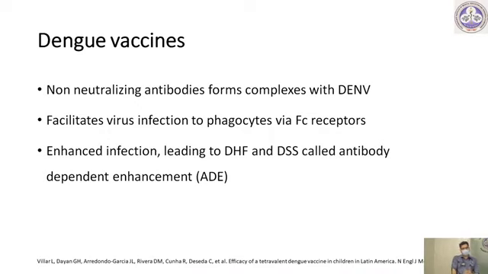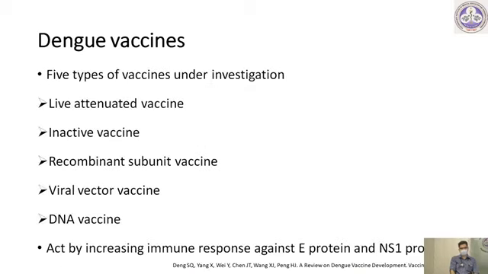So, what happens is that the non-neutralizing antibodies form complexes with dengue. They facilitate virus infection of phagocytes via the Fc receptors. This enhanced infection will lead to dengue hemorrhagic fever and dengue shock syndrome, and this phenomenon is termed antibody dependent enhancement. This antibody dependent enhancement is also a very big problem in giving dengue virus vaccine, which we will be discussing later, to patients who are seronegative.